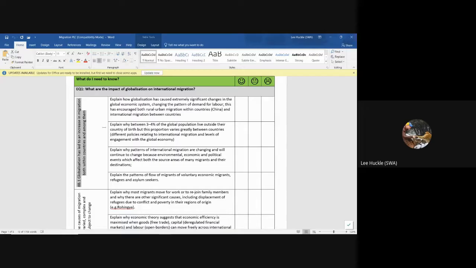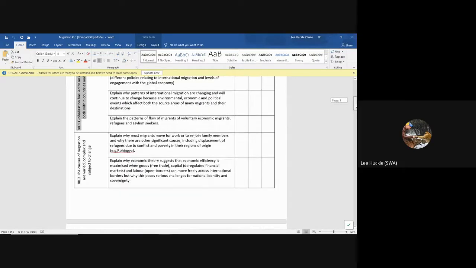So that's international migration. Now, the good thing with EQ1 in particular of this unit is there are some superb synoptic links back to the globalization unit and also the diverse places unit as well. There are also some really good links to superpowers. So this is why we teach this to you last, because there are so many synoptic links here.